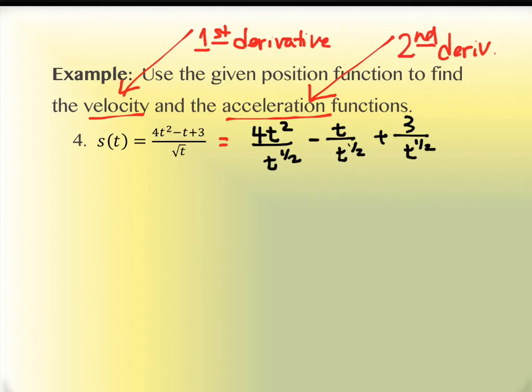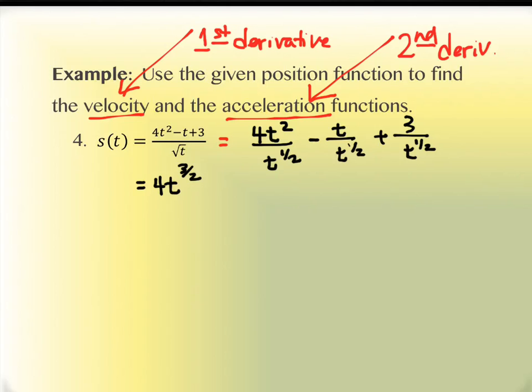You guys know what I'm talking about? Okay, so I have 4t squared over t to the 1/2, t over t to the 1/2, and 3 over t to the 1/2. So before I ever get started taking any derivatives, I'm going to simplify each of those to being a single expression. So for instance, that 4t squared over t to the 1/2, what can I do with those exponents? You subtract them. It's a property of exponents that says that when I have the same base, t, in the numerator and t in the denominator, I can subtract the exponents. So this is 4t to the 3/2.